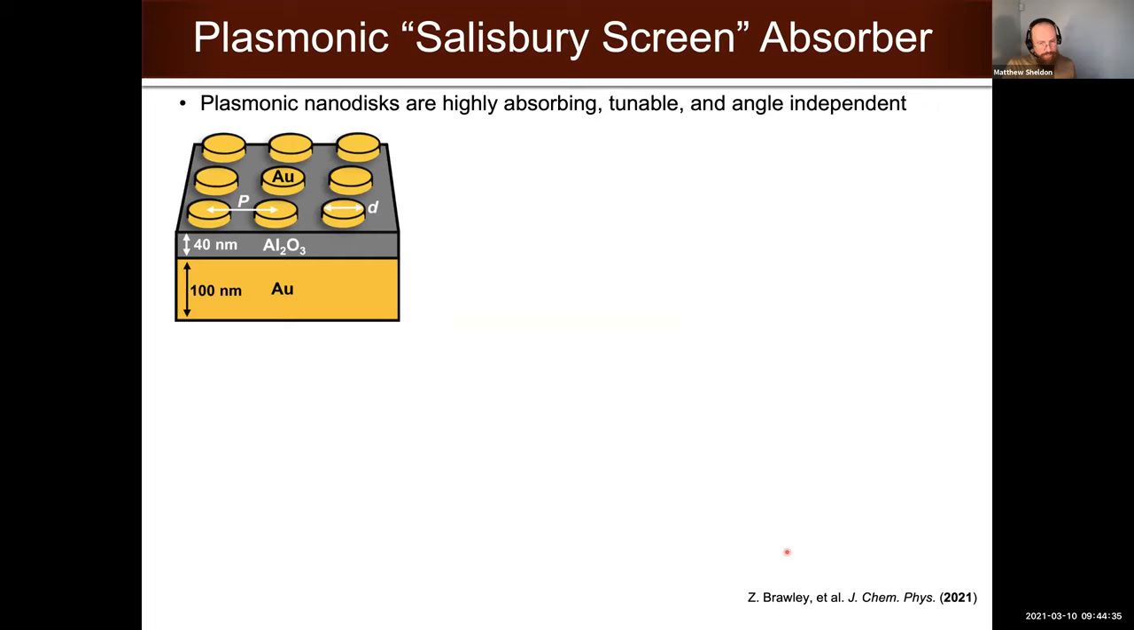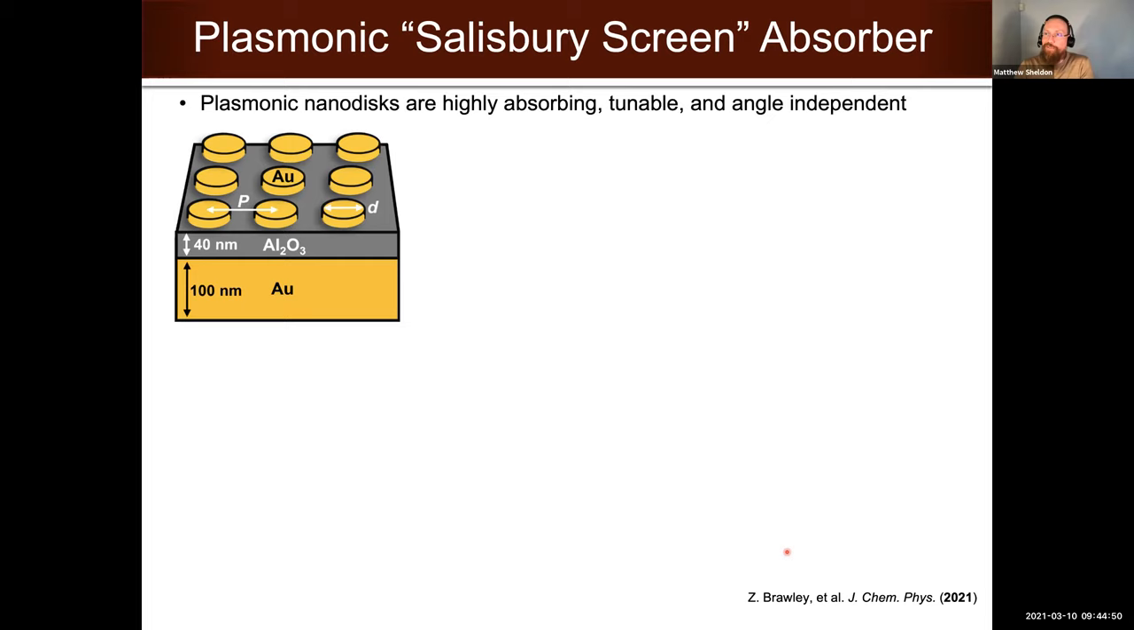So I'll take a minute to talk about a particular geometry we arrived at that we think is really promising. It's just a start because, like I said, one of the things that's interesting in plasmonics is you can constantly see people improving and defining new types of architectures that have ideal optical behavior.